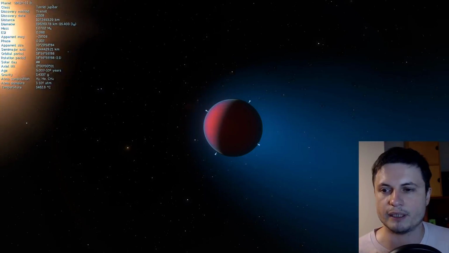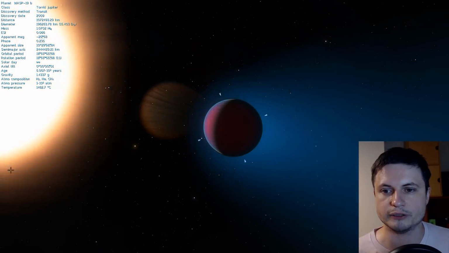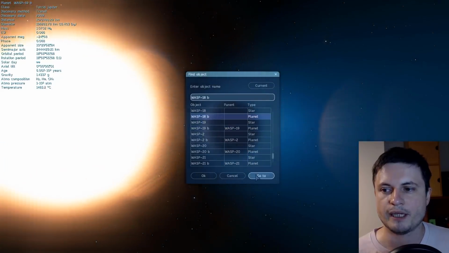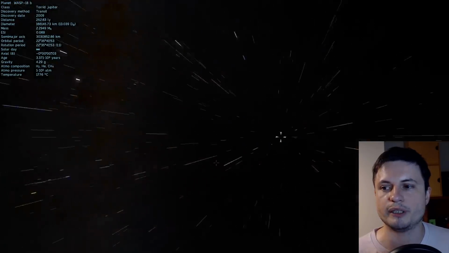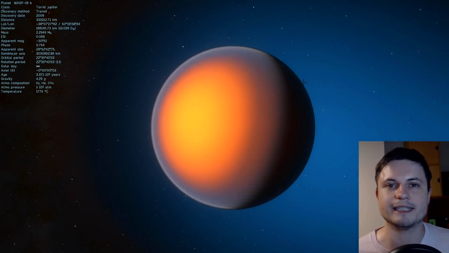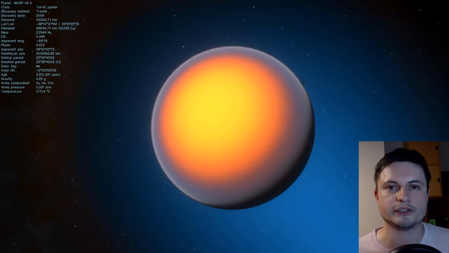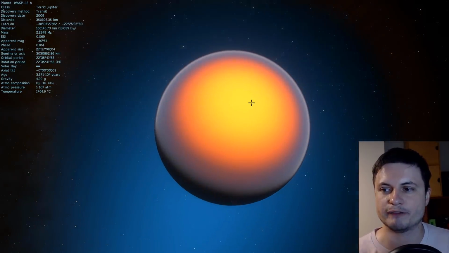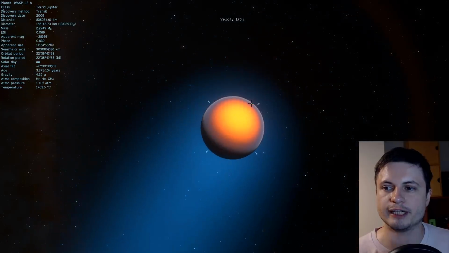Now, the object that we looked at previously, WASP-18, let's go back there for a second, is also most likely going to be the first object that we observe colliding with its own star. Now, this is not happening anytime soon, but we think that this planet doesn't really have much time left before it essentially collides with a star.